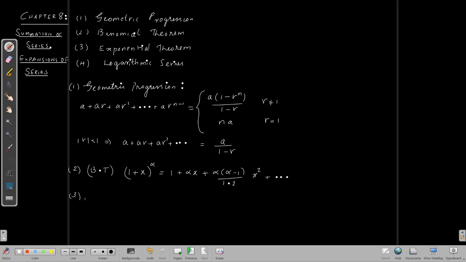Third, we use the expansion of the exponential theorem. We use the expansion of e to the power x. For any complex x, you can write this as 1 plus x by 1 factorial plus x square by 2 factorial, etc. As a consequence, you can get other series from this exponential series.